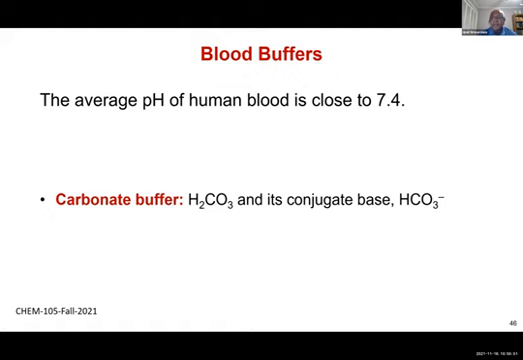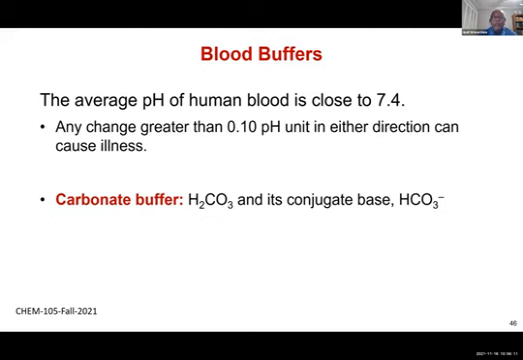Carbonic acid and its conjugate base. The weak acid is carbonic acid. The conjugate base is the bicarbonate ion. So the pKa value of carbonic acid is close to 7.4.